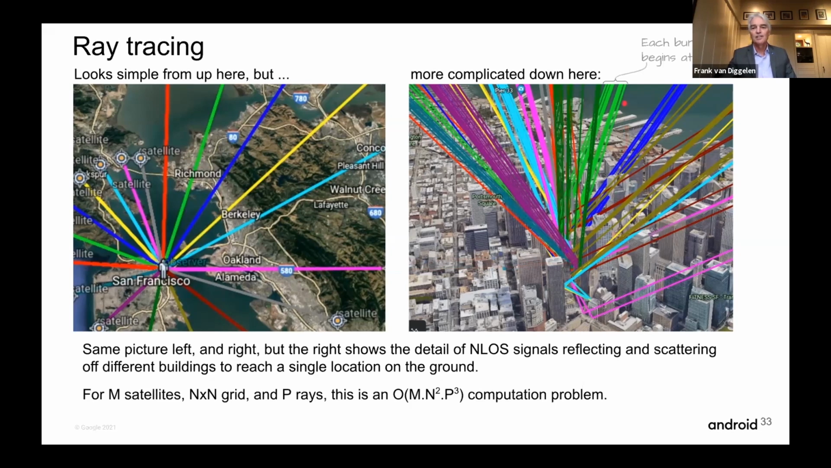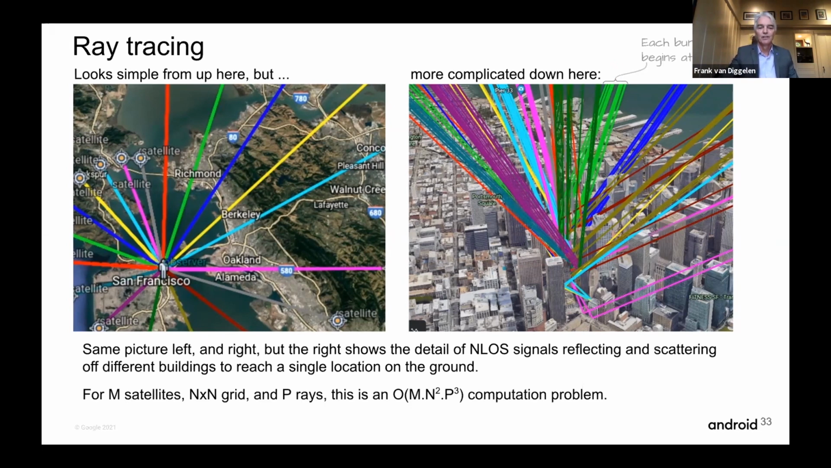And what you're seeing here are the actual rays that converge on a single location on the ground in the city. Each bundle of the same color are the rays from a single satellite that find their way to a single location. So you can get an idea of the complexity from that.